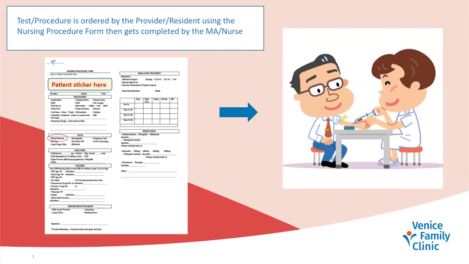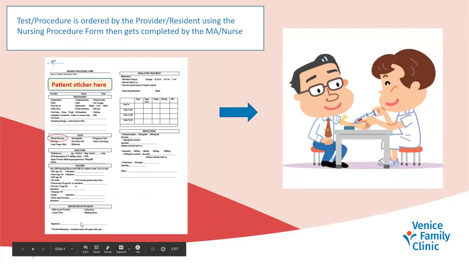Test procedures are ordered by the provider/resident using the nurse procedure form and completed by the MA. Make sure you check them off and then get a signature from your attending, if they're agreeing with the plan. There you place a sticker and the room number, and then a signature if needed.